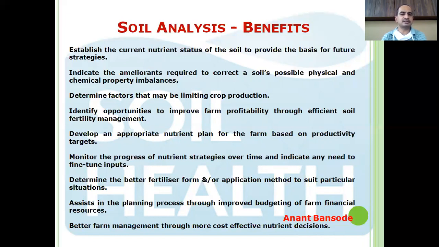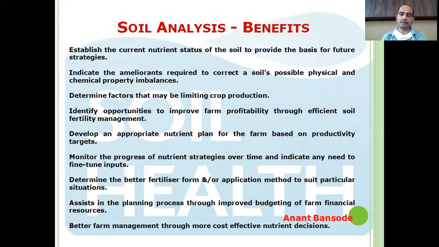Then we see some problems faced by the farmer, that their yield doesn't increase beyond a particular level. So there are certain factors in the soil that may be limiting the production. We can find out those factors with the help of soil analysis. Then we can plan something to improve the profitability of the soil through managing the existing fertility of the soil. Then we can plan nutrients for the upcoming crops and we can connect it to the targets which we want from that particular crop, that is target yield.